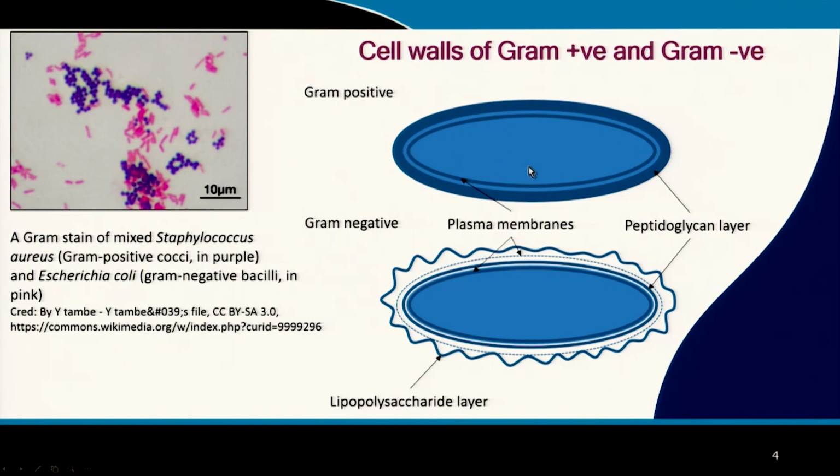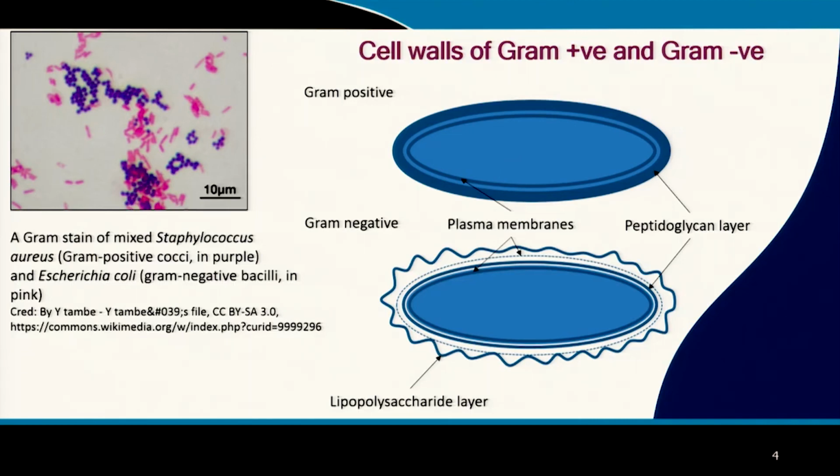In the gram-positive cells, it's very simple. The cell wall is very simple. There is a plasma membrane around the cytoplasm, which is followed by a peptidoglycan layer. This peptidoglycan layer is extremely thick in gram-positive cells. In gram-negative cells, you have a plasma membrane, and then you have three different layers around the plasma membrane.